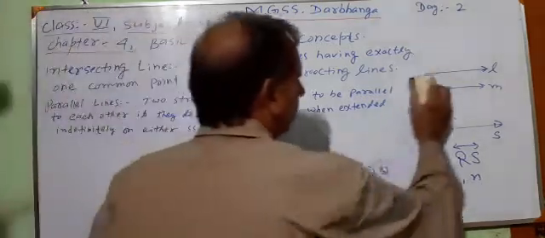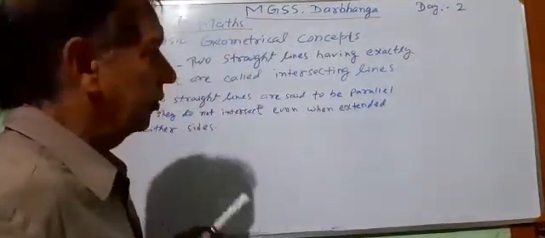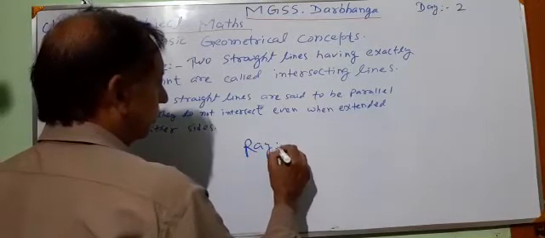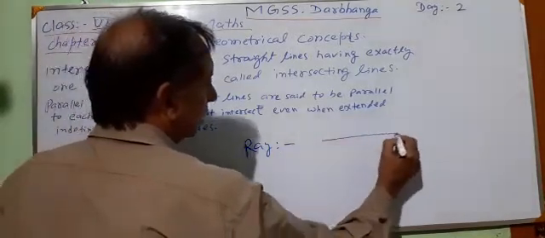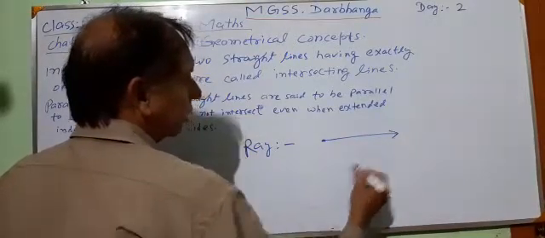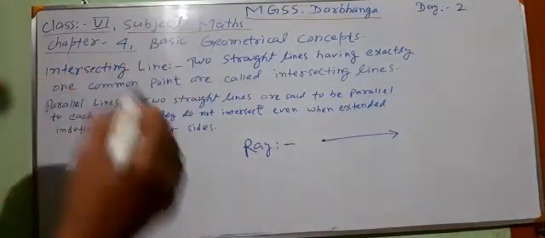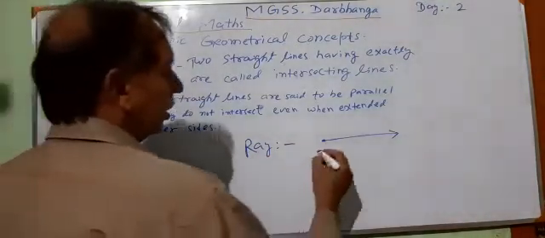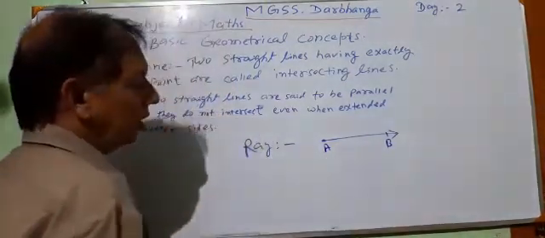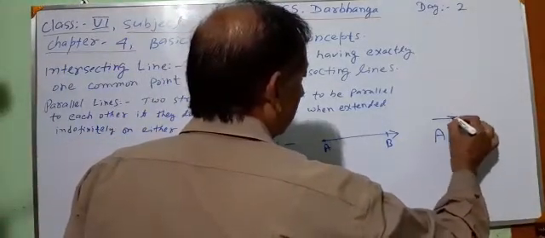Now we have to revise rays. We have revised point, line, line segment, and now ray. What is a ray? Suppose this is a line segment. If a line segment is extended in only one direction indefinitely, then that is known as a ray. This is A, and suppose there is any point B near the other end, AB. We represent it as AB, and this is ray AB.